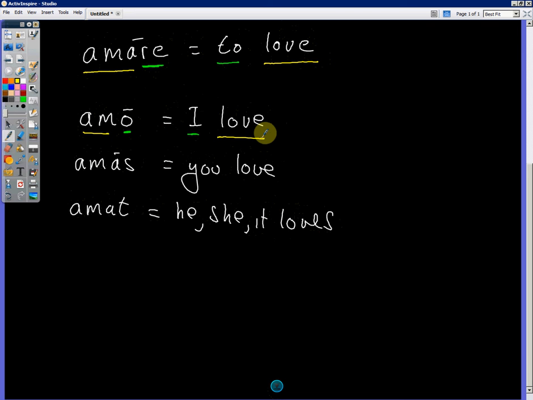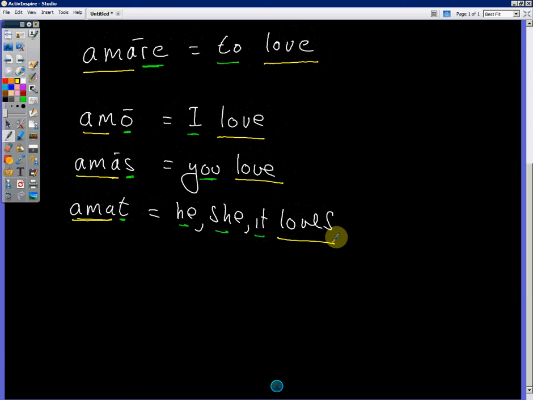And we went to amas. We were able to work out that it's the s that means you. That's you in the singular, just one person. It's the s that means you, and it's the ama again that means love. And finally, for the amat, we worked out that it's the t that means either he, she, or it, and it's the ama here that means loves.